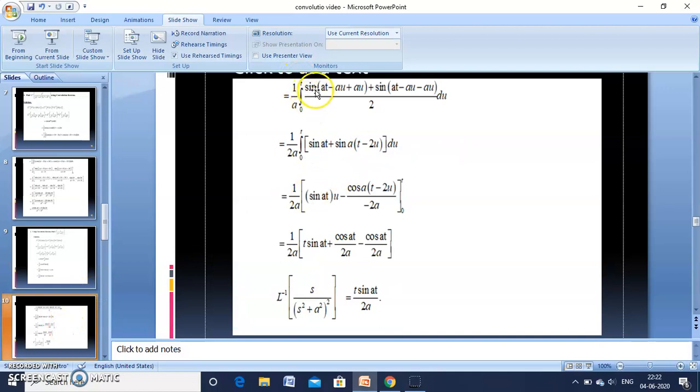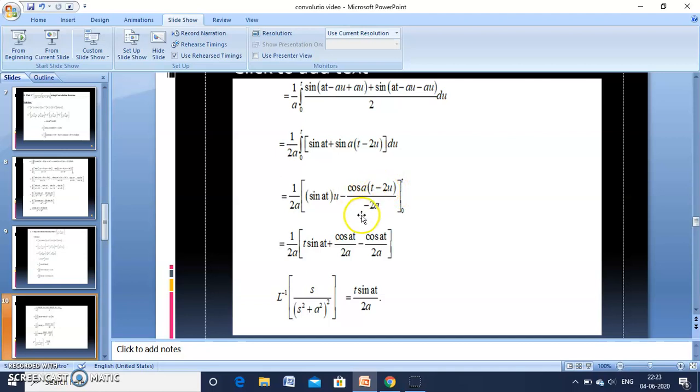So now sin of at minus au plus sin of at, minus this one. And still we have not integrated. After this, the minus au and plus au cancel. We get sin at plus sin of a into t minus 2u, du. So we have to integrate with respect to u. So sin at is constant with respect to u. So sin at into u minus, sine integration is cos a into t minus 2u.